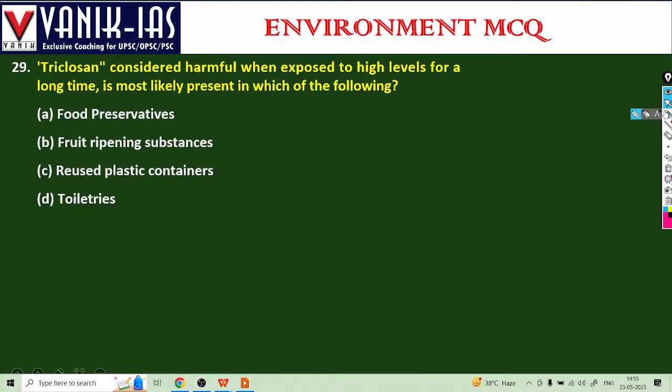Then what is triclosan? Triclosan is considered harmful when exposed to high levels for a long time. It is related to toiletries, in soap. Right? Triclosan. So D is the answer.